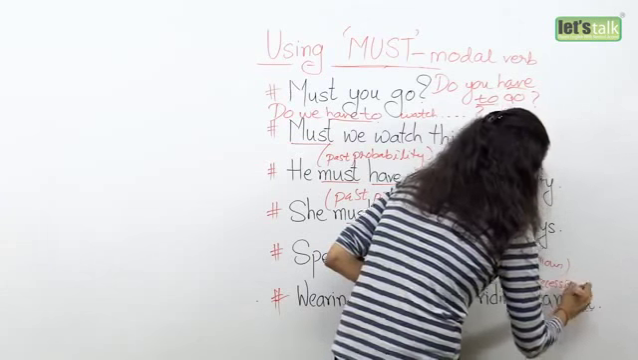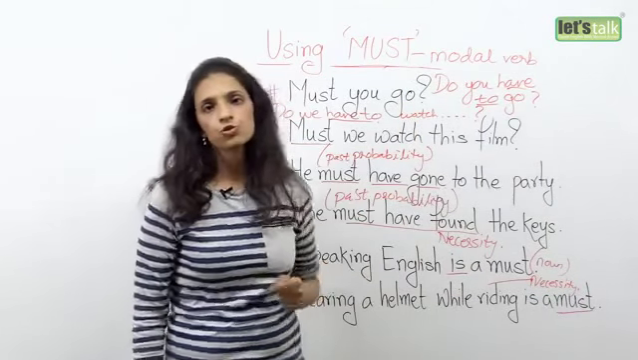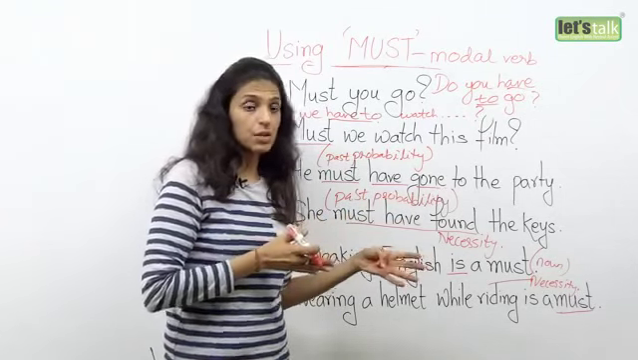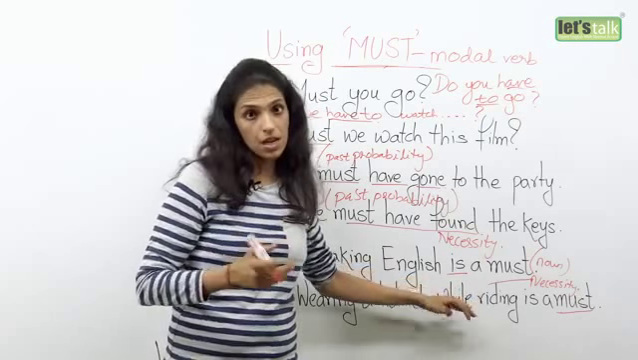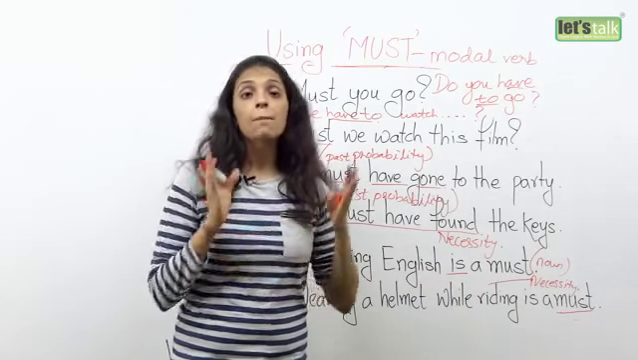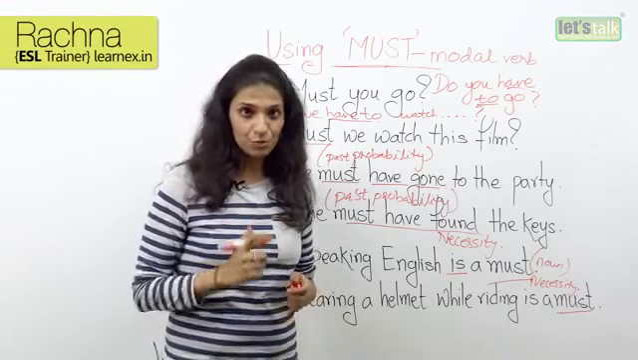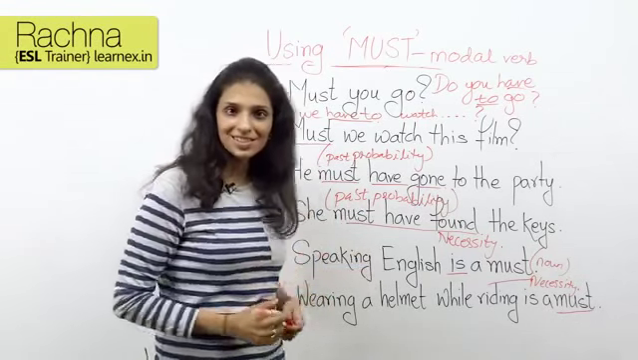So sometimes when you want to say something is a necessity, you use must in the form of a noun by saying something is a must. Speaking English is a must. Dressing well is a must. Being confident in an interview is a must. It's a necessity. You have to be confident, so it's a must.